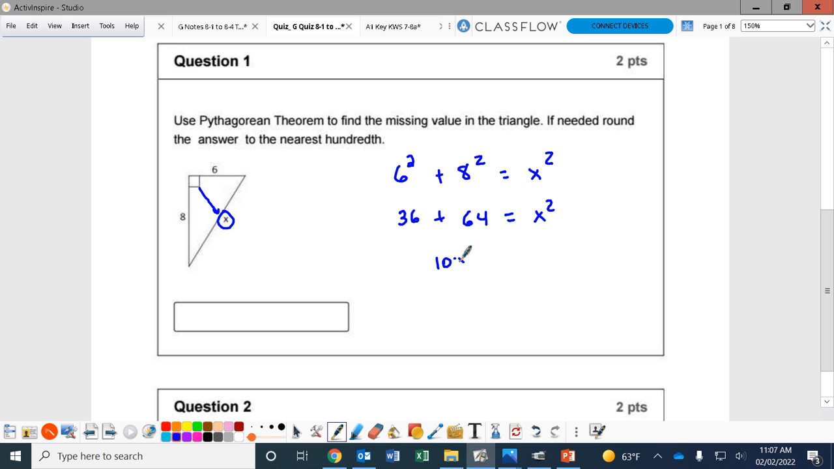It's not writing 100. Doesn't look like 100. Equals x squared. That's not a square. You love when the internet is so fun.